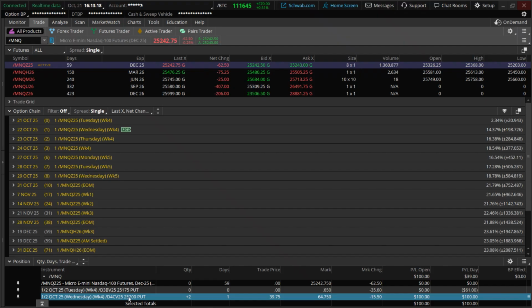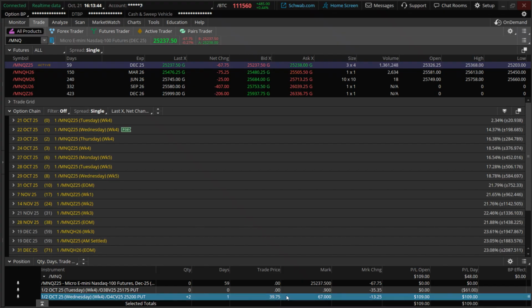So essentially what the contract is saying is that on or before the close of tomorrow's futures market session ending, I am anticipating the NASDAQ will be at or below 25,200. Under quantity, I've picked up 2 of these contracts. Both contracts will expire worthless at the close of tomorrow's trading session. So my entry price is quoted at $39.75.